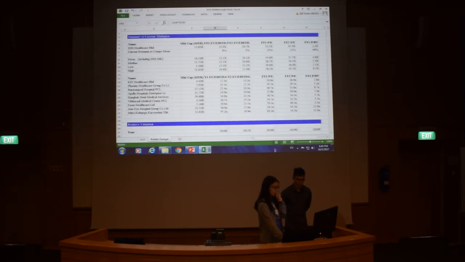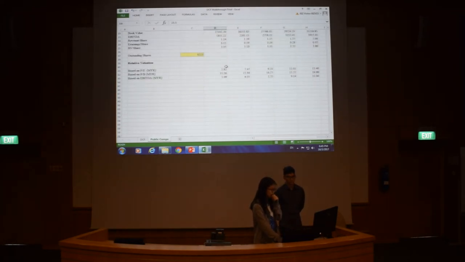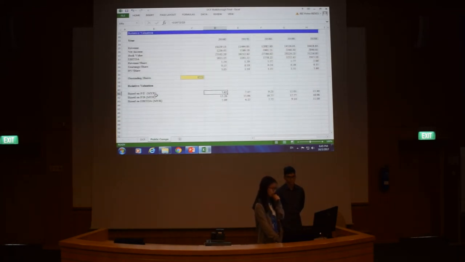Okay. Yeah, so this is the example of a public comparables. So this one is the mean, median, low, high based on the companies that you compare with. Then after that, from there you can see if the multiple is higher than a certain mean or median, the company might be overvalued. Then after that, you look at the share price at the bottom based on the multiples.